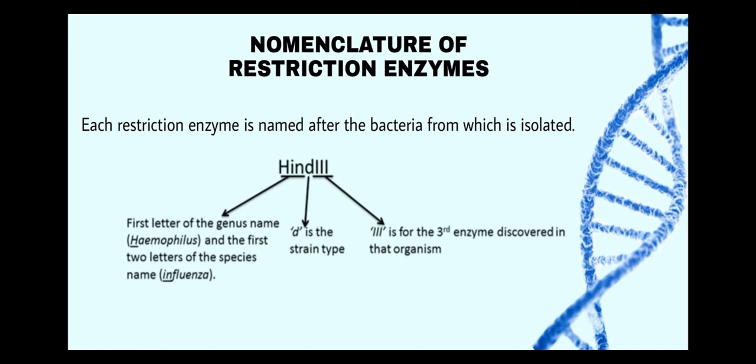Now, nomenclature of restriction enzymes. Restriction enzymes are named after the bacteria from which they are isolated. The name of a restriction enzyme includes four terms. The first capital letter comes from the genus. The next two small letters come from the species name. The third letter represents the strain type. And the fourth term is a Roman numeral, which represents the order of the enzyme isolated from that bacteria.